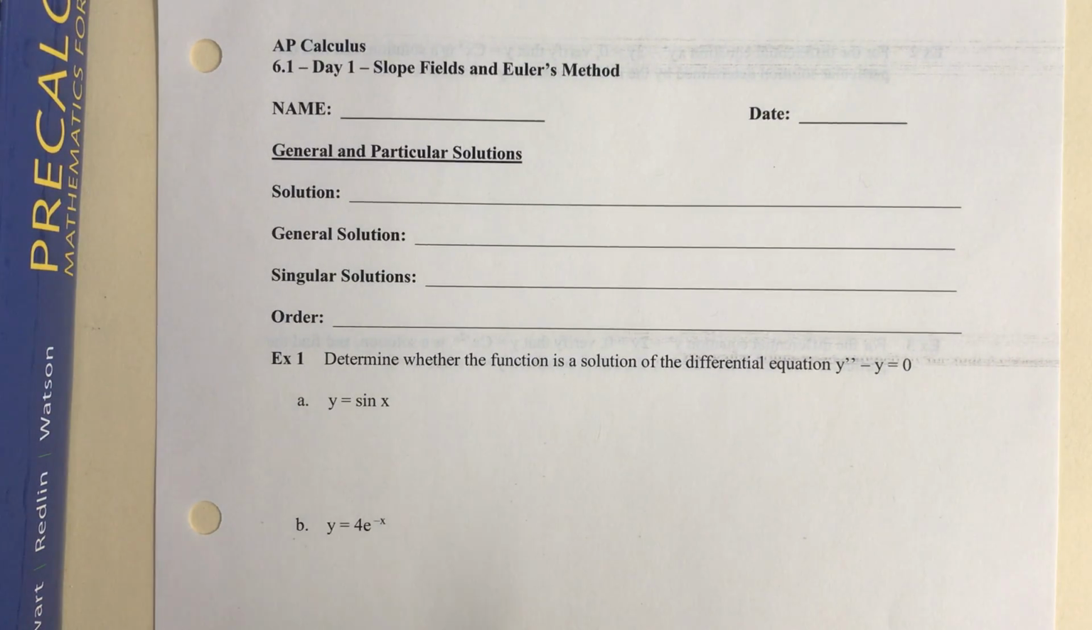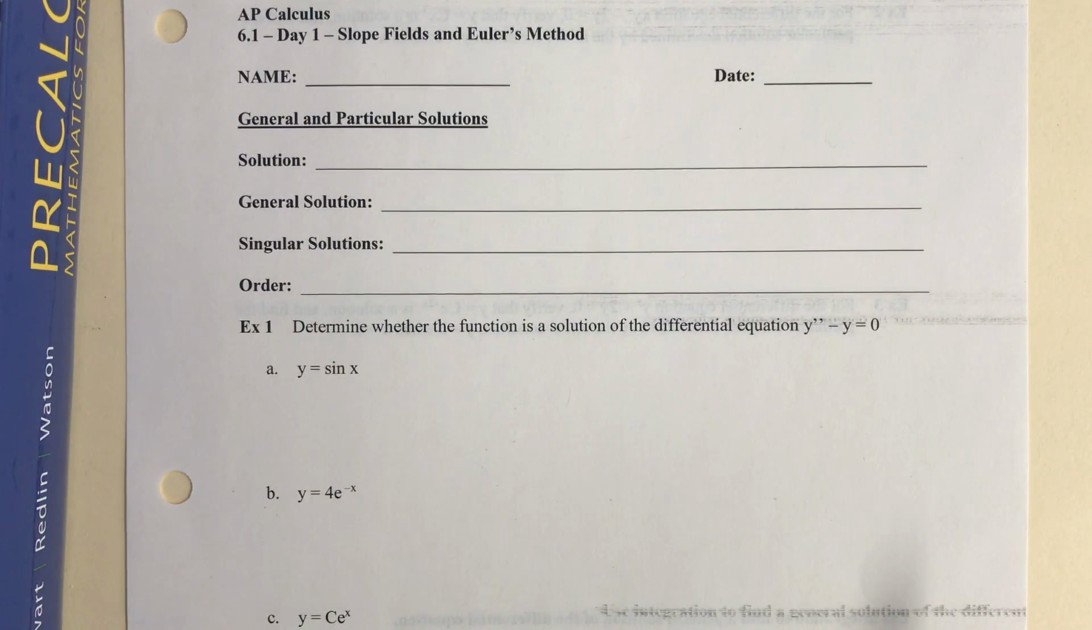For this lesson, we will be doing the notes for 6.1 Day 1, Slope Fields and Euler's Method. So the first thing we're going to talk about are some definitions.